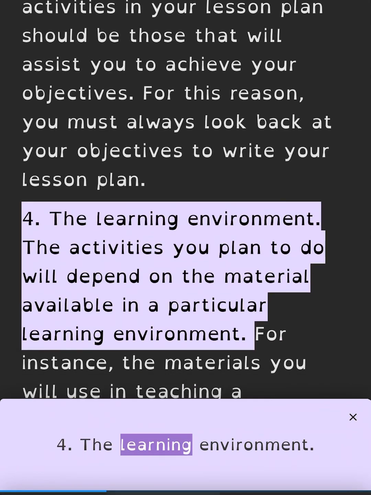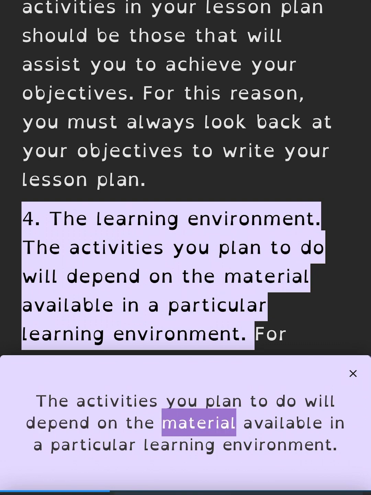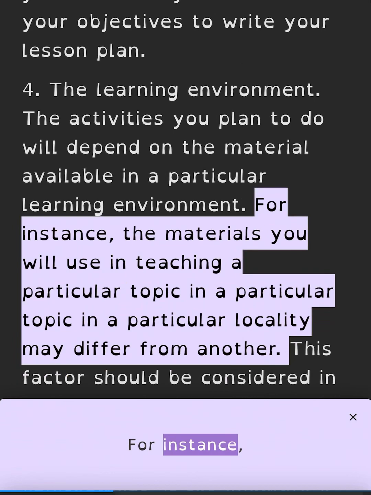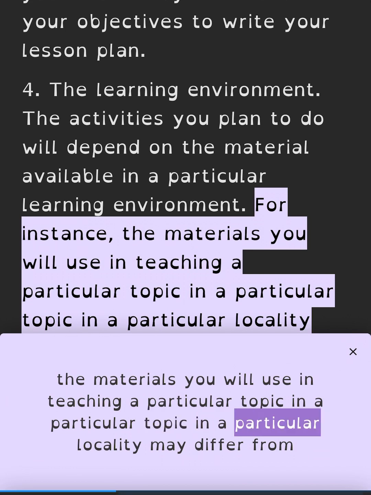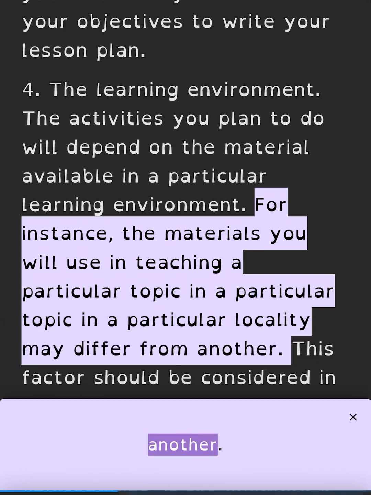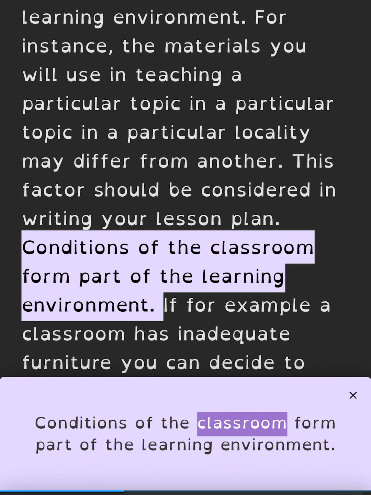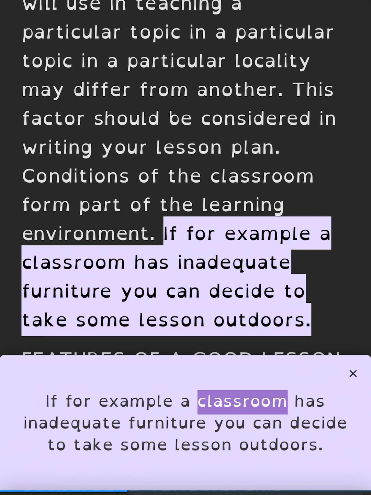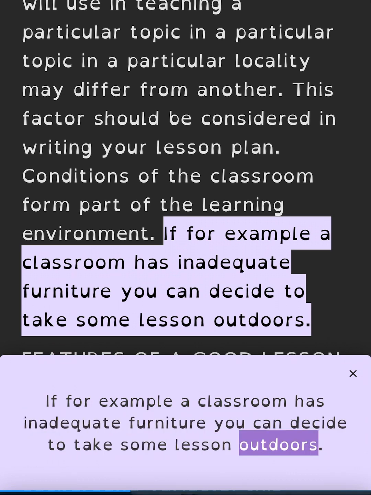4. The learning environment. The activities you plan to do will depend on the materials available in a particular learning environment. For instance, the materials you will use in teaching a particular topic in a particular locality may differ from another. This factor should be considered in writing your lesson plan. Conditions of the classroom form part of the learning environment. If, for example, a classroom has inadequate furniture, you can decide to take some lessons outdoors.